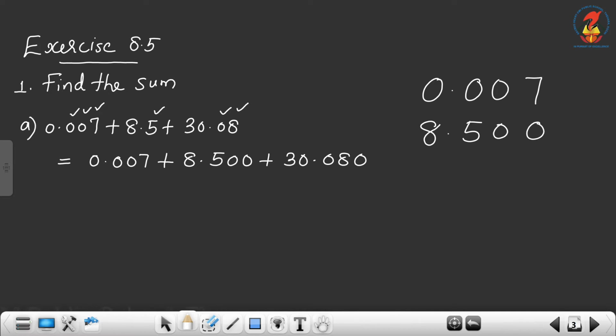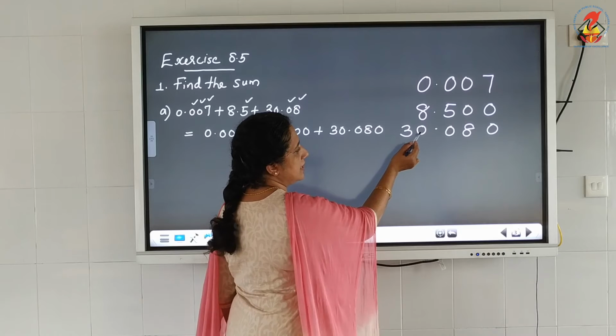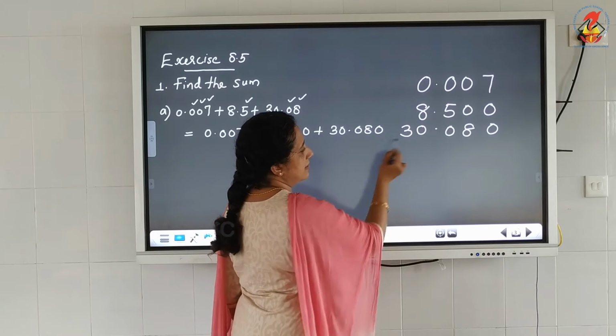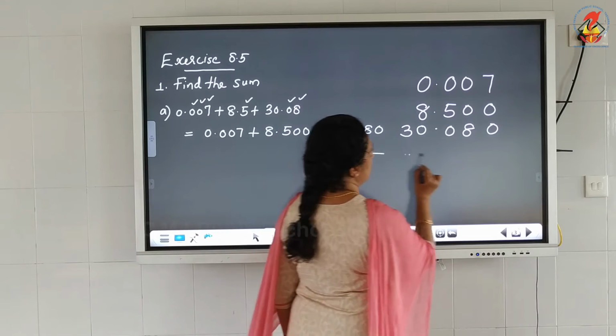Now next comes 30.080. The decimal point should be just under the decimal point of the previous decimal number. So here the decimal point comes. So here we have 30.080. Look at the places. 30 means here we have 0 ones and 3 tens. So it will be under the tens. Now we have to add it.